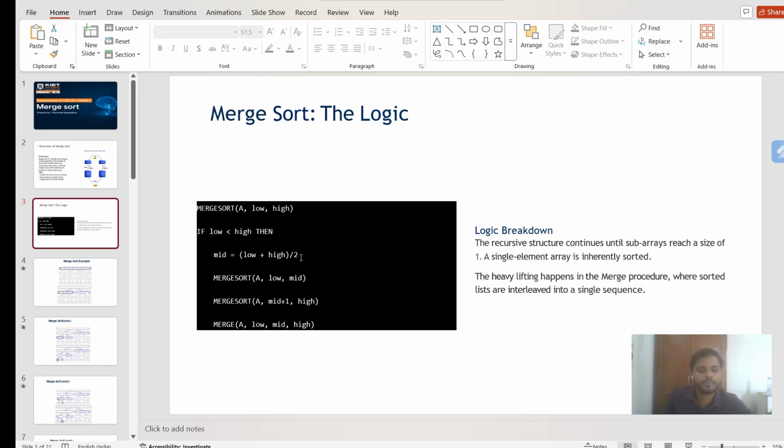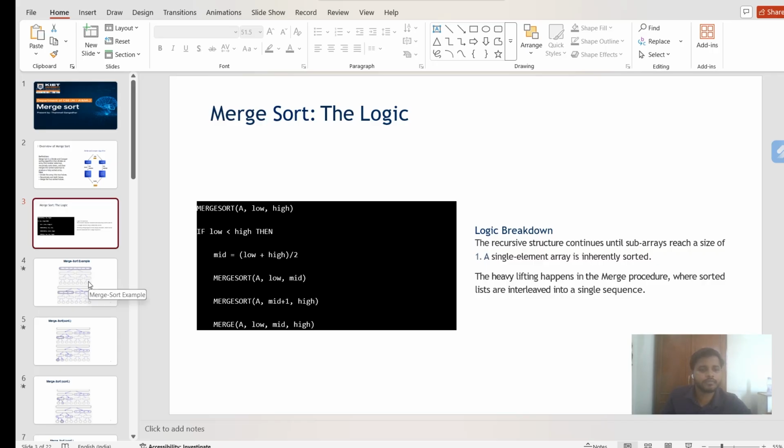So initially the first step would be calculate the middle value. So based on the middle value, I am going to call the merge sort from low to mid and mid plus 1 to high. And finally, the last step would be the merge procedure, that is going to merge from low to mid and mid to high.